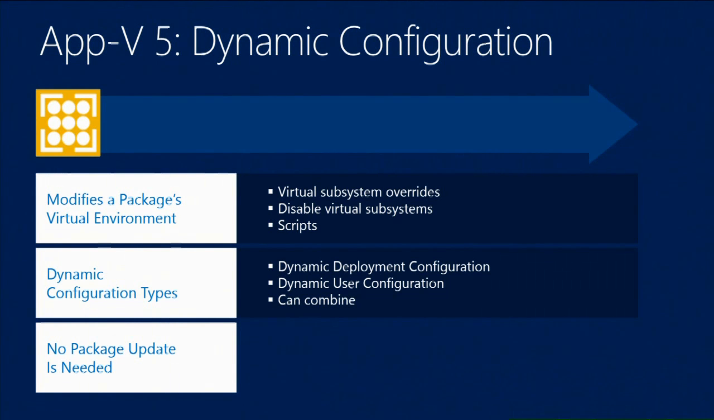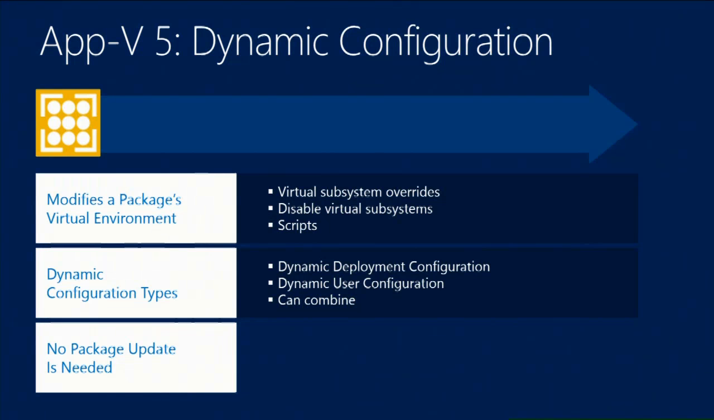There are two different types. Remember, there are two files: a deployment configuration and a user configuration. The deployment configuration applies to all users on that machine. So you may want to push something out, like create a new key under HKLM, for example, that will apply to all users. You push out a deployment configuration with that package, and it'll show up to all the users on that RDS machine. On the other hand, you may want to disable shortcuts for a particular user, which then you use the dynamic user configuration.